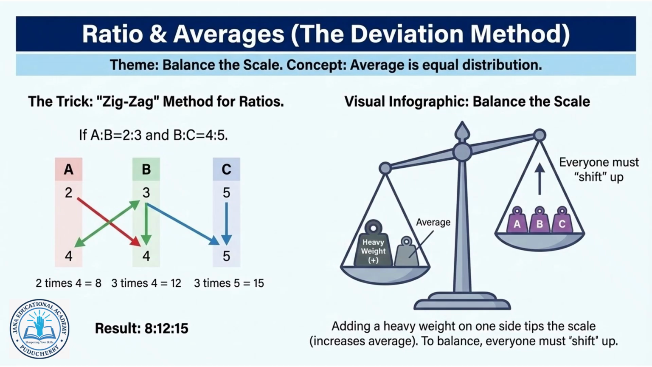Okay, now go to the next concept, which is ratio and average, the deviation method, right? So we have to balance the scale. The average is equal to the distribution here, right? The trick is the zigzag method for ratios. How are we going to use a zigzag? A is to B is 2 is to 3, and B is to C is nothing but 4 is to 5. Now we are making it into A is to B is to C. You have to convert into A is to B is to C. The given question is A is to B 2 is to 3, B is to C 4 is to 5.